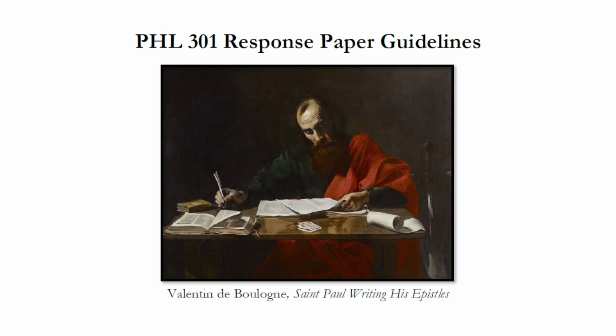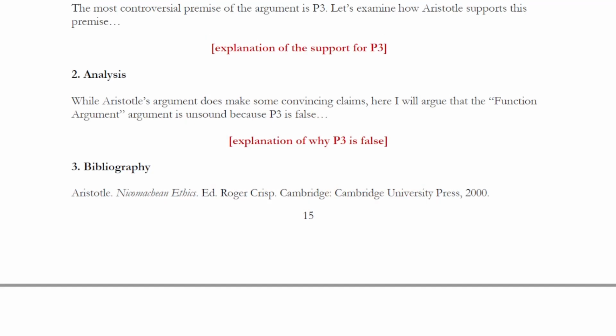In my example paper, I have decided to criticize premise 3, and notice that I tell this to the reader in the very first sentence of the analysis section. Here I will argue that the function argument is unsound because premise 3 is false. This sentence specifically identifies which premise of the argument I will criticize and makes that clear to the reader.